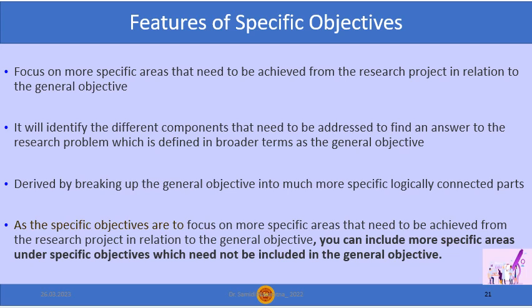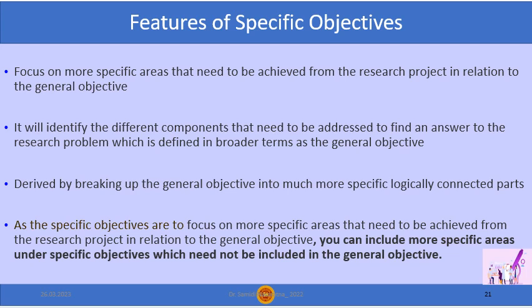So how do we come up with specific objectives? It is derived by breaking down the general objective into much more specific, logically connected parts. Okay, so as the specific objectives are to focus on more specific areas, actually, you can include more specific areas under specific objectives, which need not be included in the general objective, right?